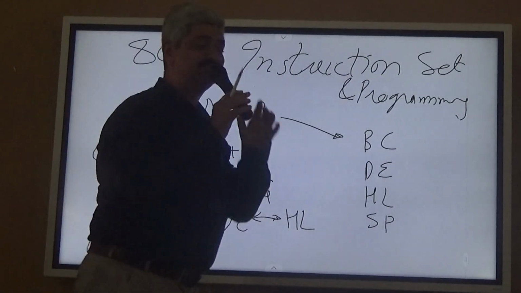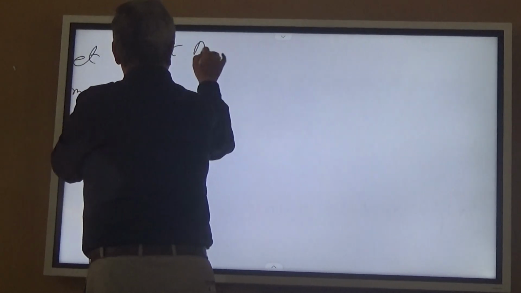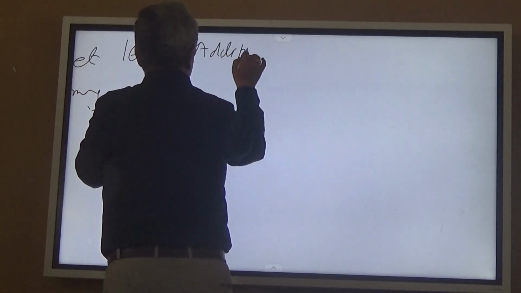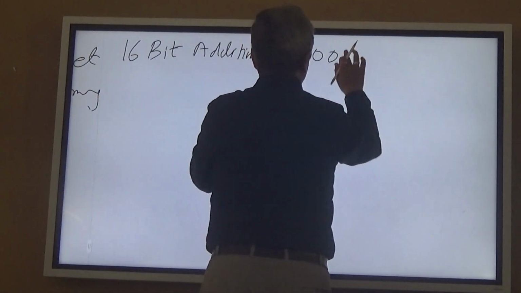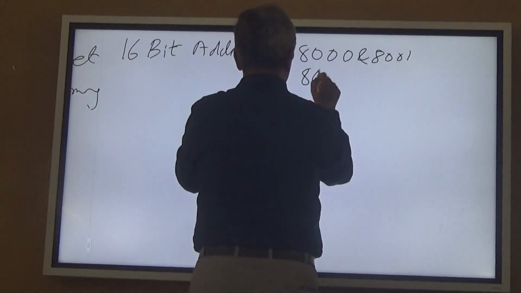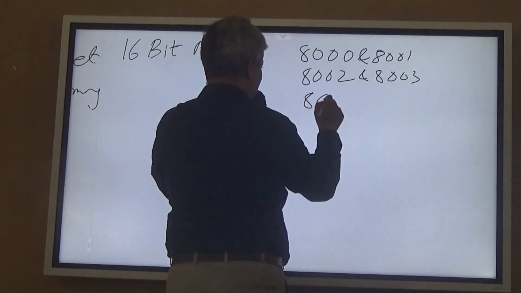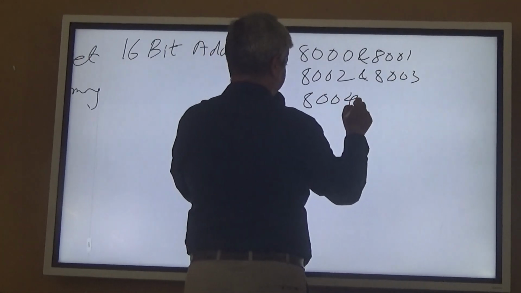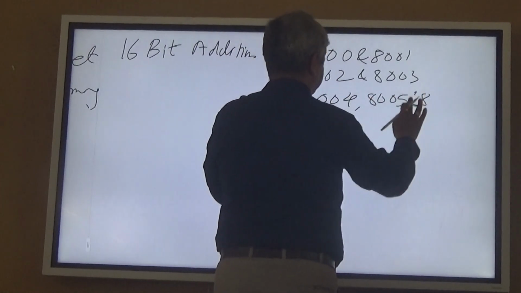So now with this, we will write the same program which we did last time. Write a program for 16-bit addition where the first number is in 8000 and 8001, the second number is in 8002 and 8003, and the result in 8004, 8005 and 8006.